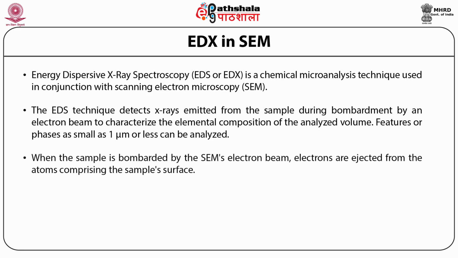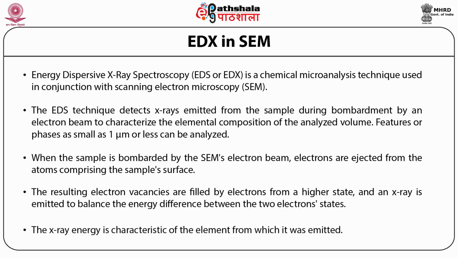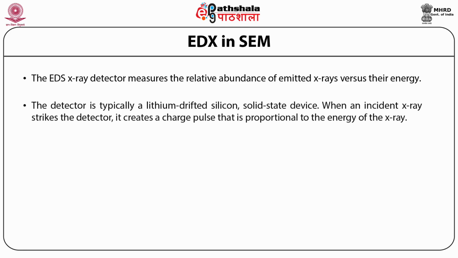When the sample is bombarded by the SEM's electron beam, electrons are ejected from the atoms comprising the sample surface. The resulting electron vacancies are filled by electrons from a higher state, and an X-ray is emitted to balance the energy difference between the two electron states. The X-ray energy is characteristic of the element from which it is emitted. The EDS X-ray detector measures the relative abundance of emitted X-rays versus their energy. The detector is typically a lithium drifted silicon solid-state device.